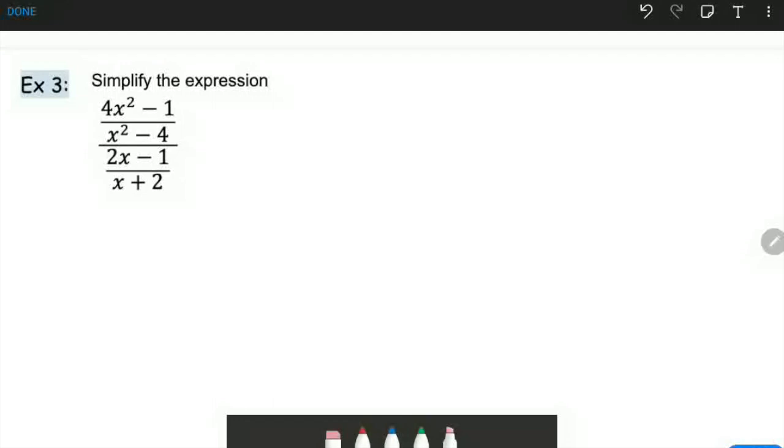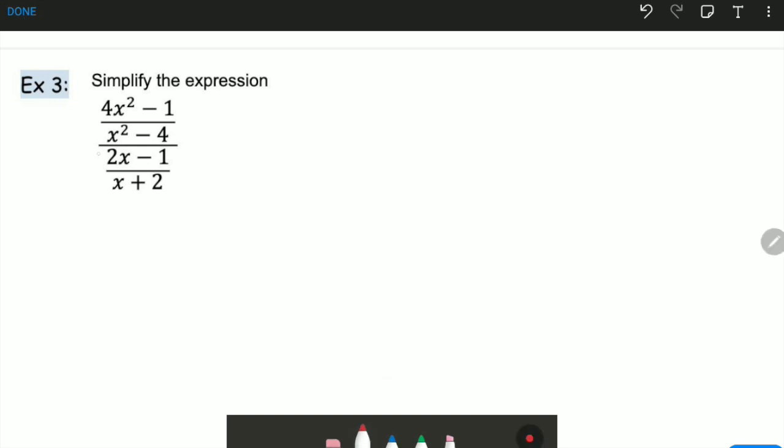So in example 3 here, we're supposed to simplify the expression. And again, since it doesn't mention anything about stating restrictions, we're going to be assuming non-zero denominators for this problem. Now you can see this is a fraction on top of a fraction. You do have to be very careful with these sometimes.